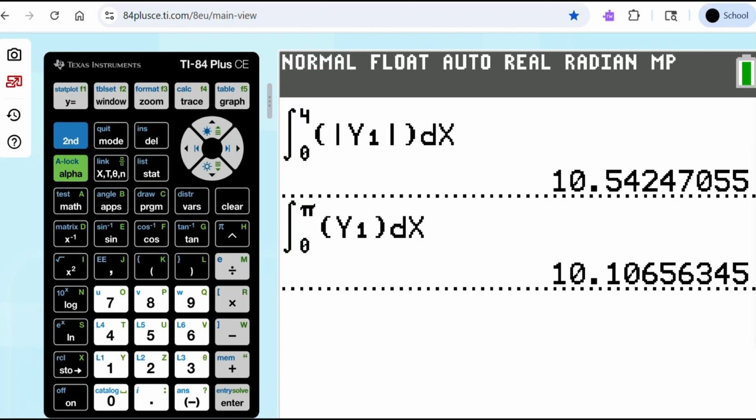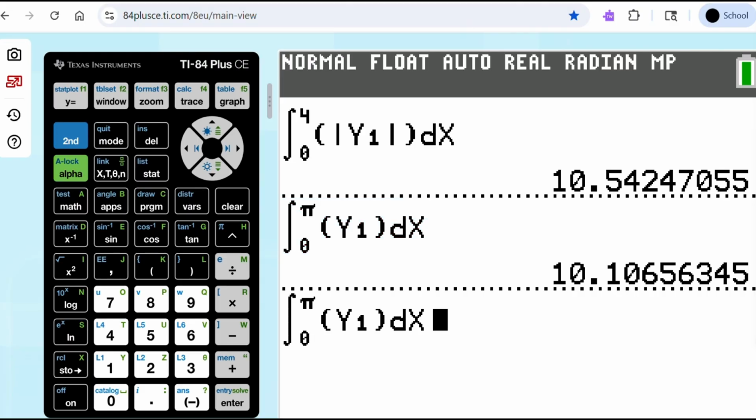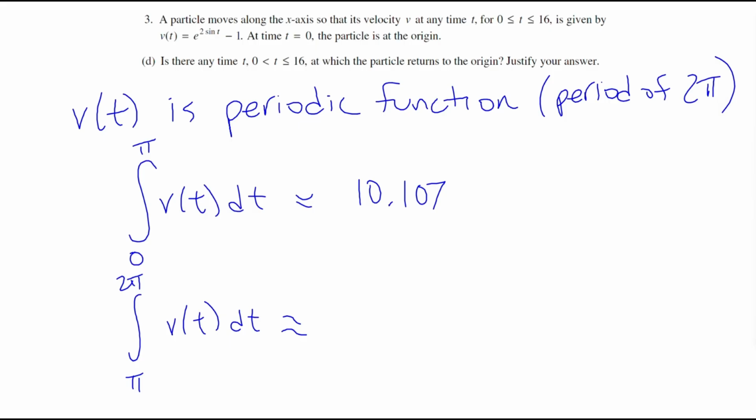And when we do the upper one, from pi to 2 pi, we can go back up here and we can highlight this and bring it back down so we don't have to retype everything. We can put a pi in the lower limit and a 2 pi in the upper limit. And we can see that one is negative 2.067.